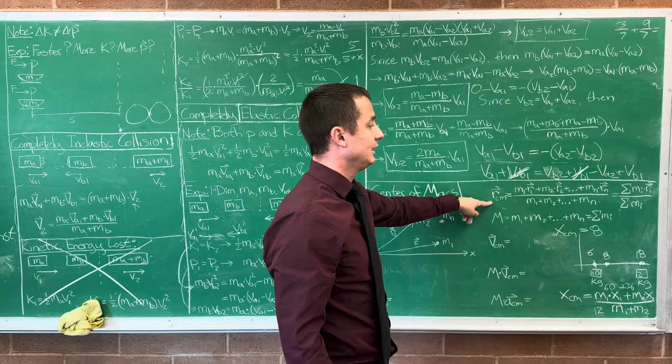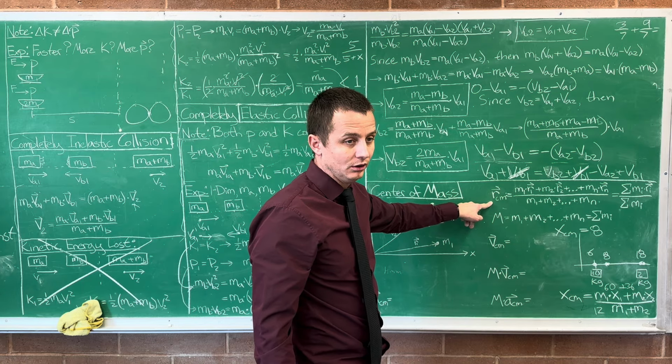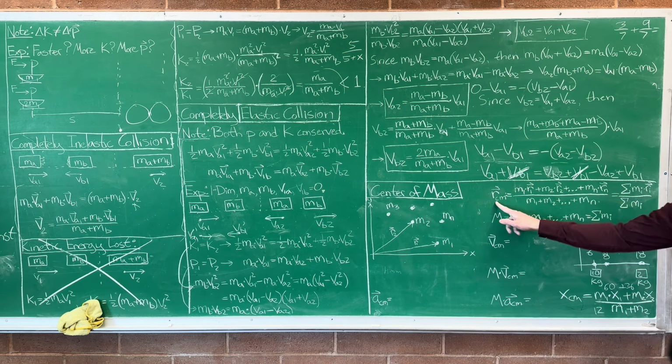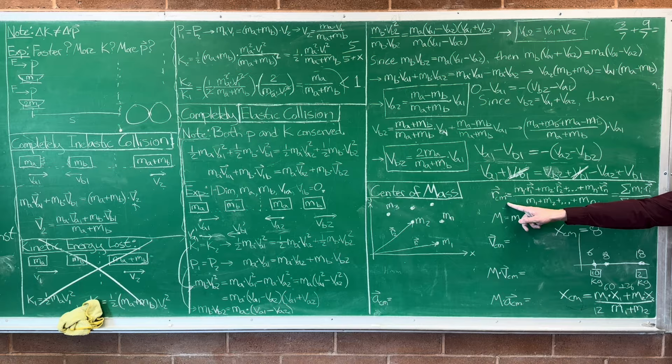In general, here's how you get the center of mass, and here's its definition. The center of mass for some m-particle system is going to be the mass of object 1 times its position vector, plus the mass of object 2 times its position vector, plus the mass of object 3 times its position vector, and so on, all the way through.